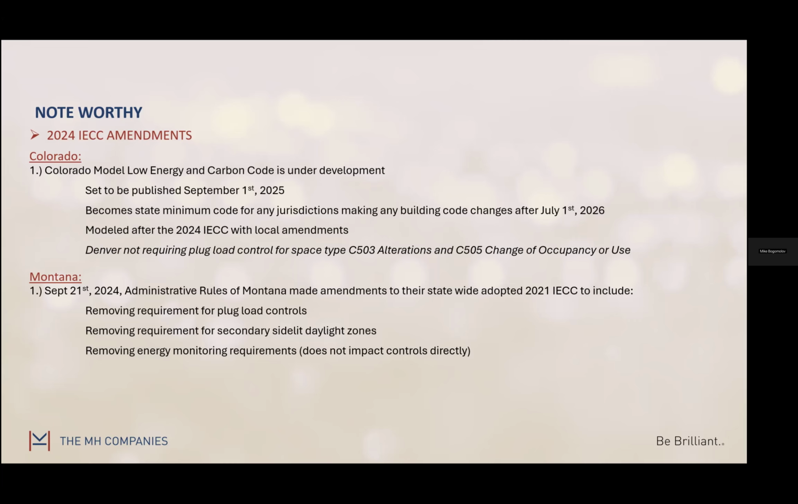Essentially, they're modeling off of the 2024 ICC and putting in their amendments. They're saying that as of July 1st of 2026, if any jurisdictions in the state are going to make any modifications to their building codes, they have to adopt this Colorado Model Low Energy and Carbon Code. That is a mouthful. So essentially what I'm seeing here is they're trying to get all the jurisdictions on the same level. I think that's one of the first steps to eventually going with a statewide adopted code.